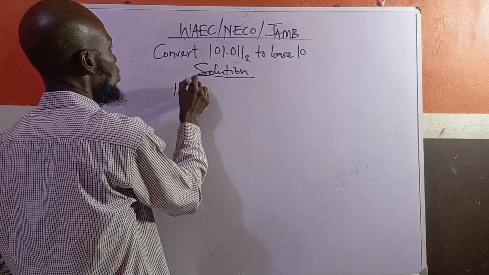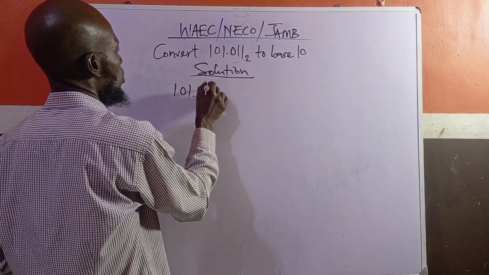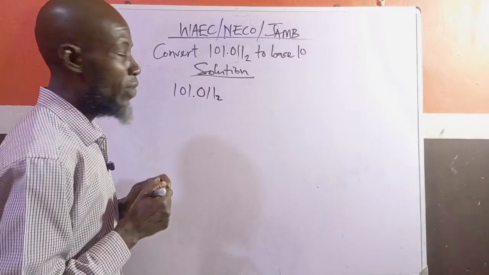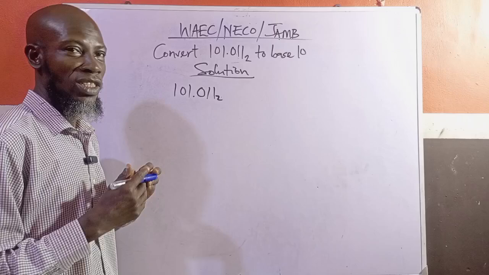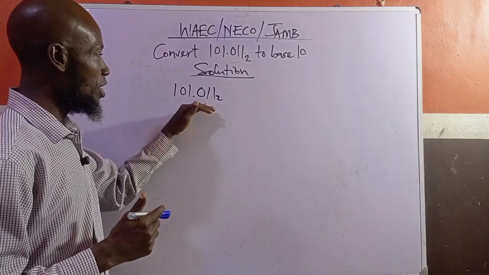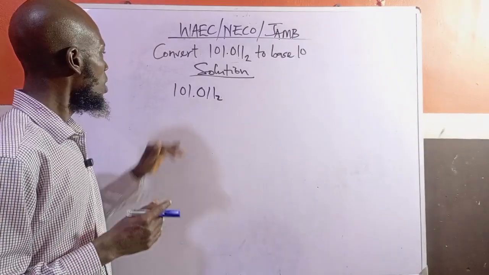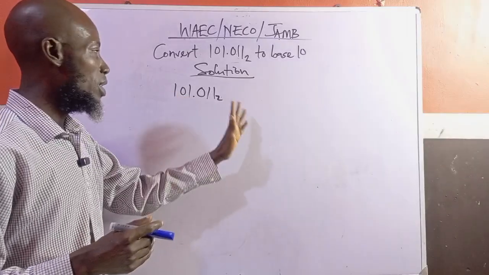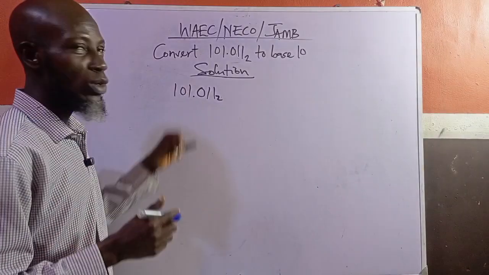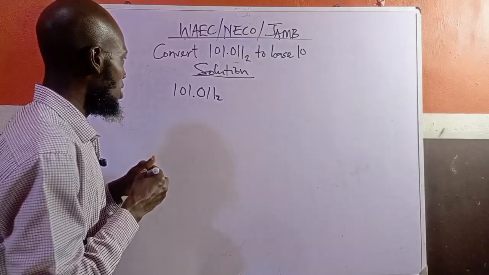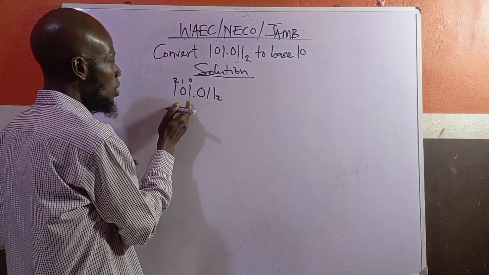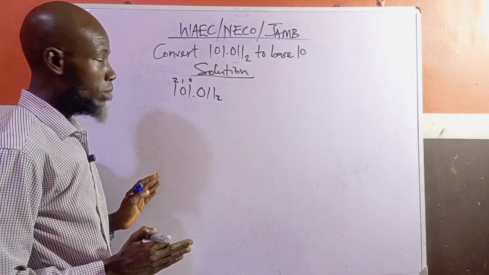So, 101.011 base 2. Now, to convert this to base 10, you see this is a decimal number. So the first thing we do, we have the whole number part and the decimal part. First, we are going to assign digits starting from 0: 0, 1, 2 for the whole number part.